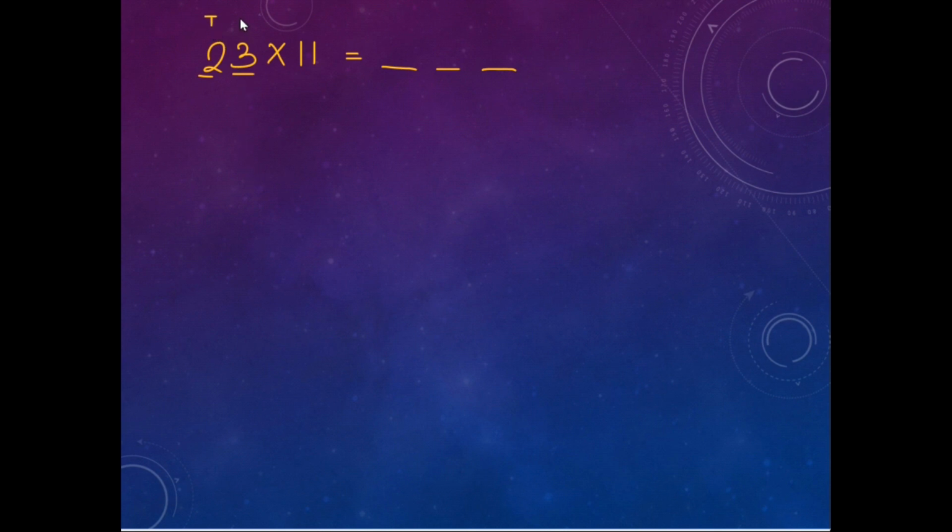So this is the tens place digit and this is the ones place digit. Here you have hundreds, tens and ones. Now your tens place digit will always go in the first place, that is the hundreds place, and your ones place digit will always go in the ones place. And in the center you are going to add these two digits, 2 plus 3, which is equal to 5. Your answer is 253. Easy? Let's take some more examples.